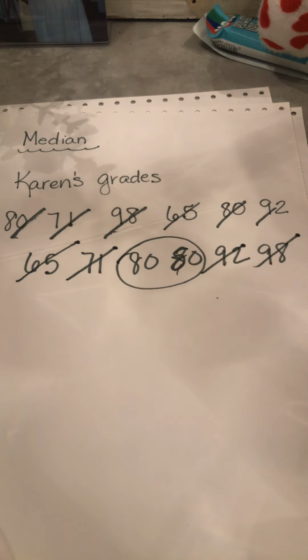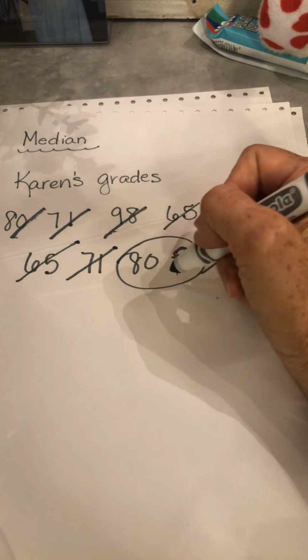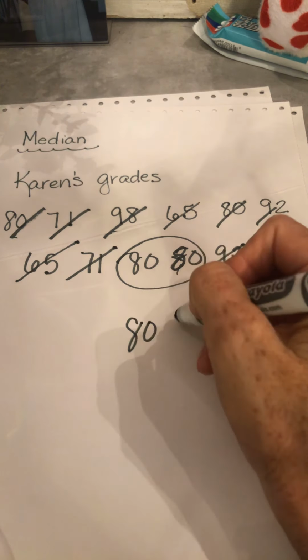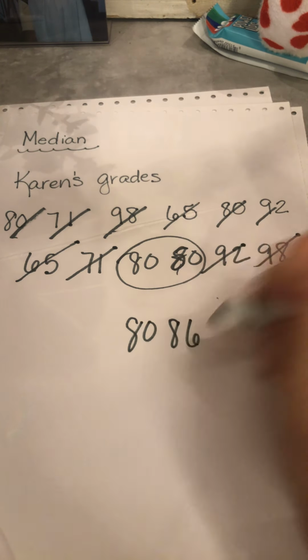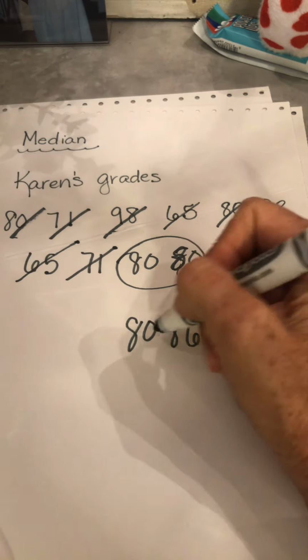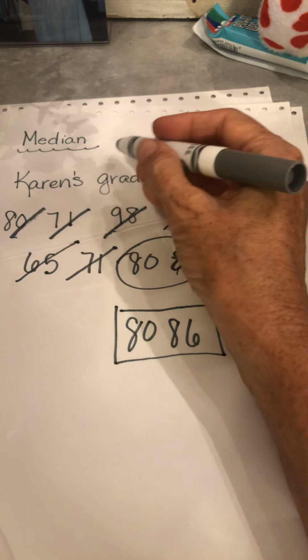Oh, I'm kind of mad at myself. I didn't realize these were going to be the same number when I did this a minute ago. This is a big oopsie on my part. Let's say they were different numbers. Let's just for the moment say one was 80 and one was 86. Since I have 2 numbers in the middle, median wants the middle.